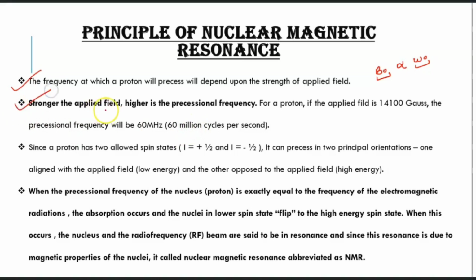So the stronger the applied field, the higher the precessional frequency. And for a proton, if the applied field value is 14,100 gauss (gauss is one unit of magnetic field, and we also use another unit, Tesla), the precession frequency in this particular magnetic field, remember that always, is going to be 60 megahertz. That is 60 million cycles per second.